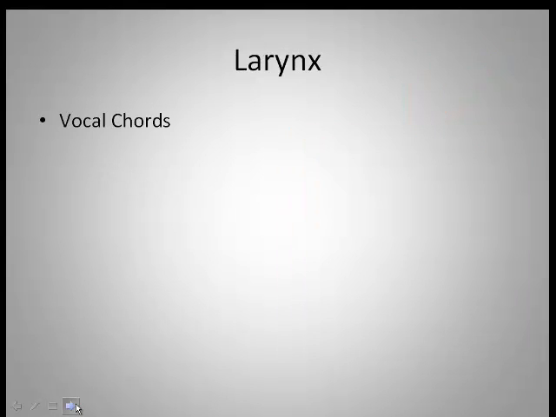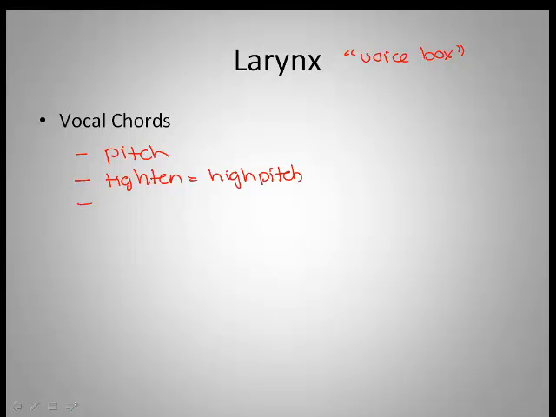So our larynx, we sometimes call this our voice box because our larynx contains our vocal cords, which give us pitch for our voices and when we're singing. The muscles in our vocal cords are going to tighten to give us a high pitch, and they're going to loosen to give us a lower pitch. We have a real quick video clip for you to look at of our vocal cords.